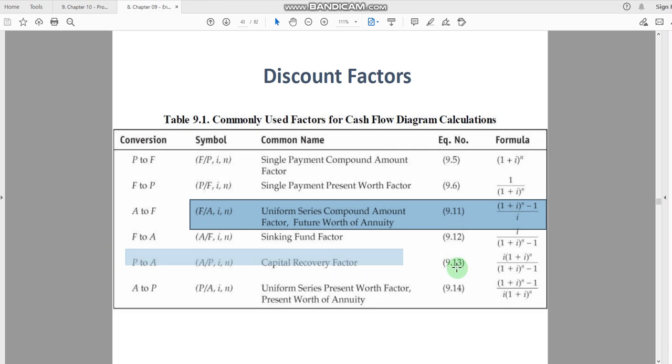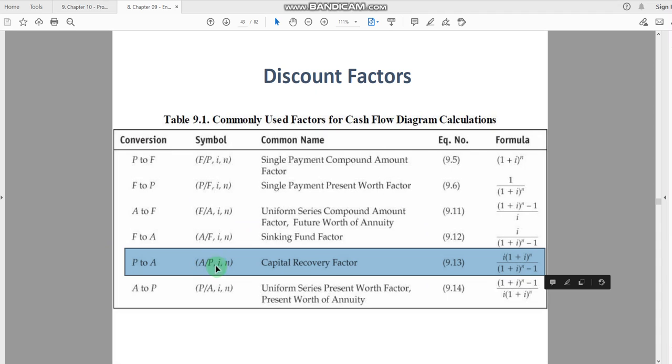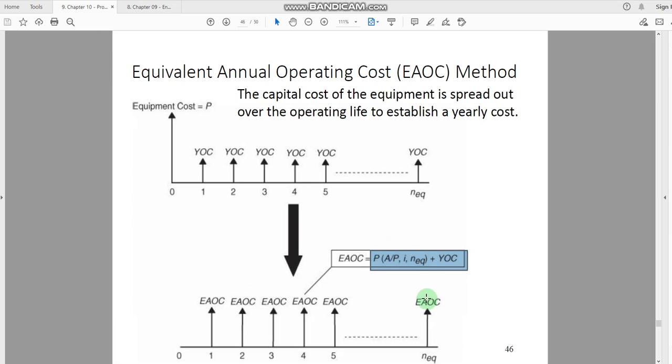So this one is the part for A by P. If you have the principal amount, then you can calculate the annuity for your equipment. This equation we can use to get the value of the annuities over the lifetime of this equipment. And then you have to add the yearly operating cost. So let us solve one example for this particular problem.